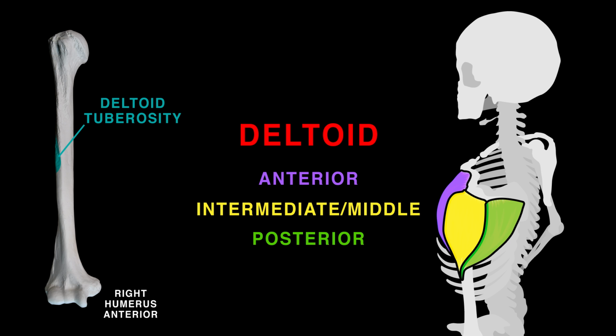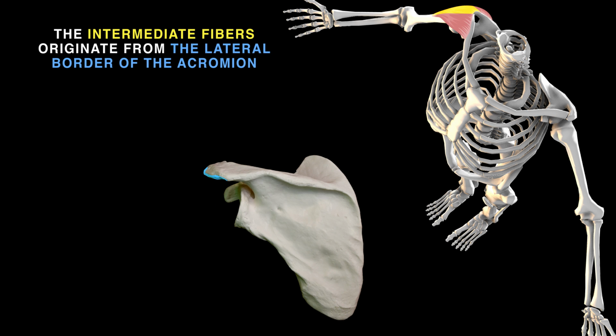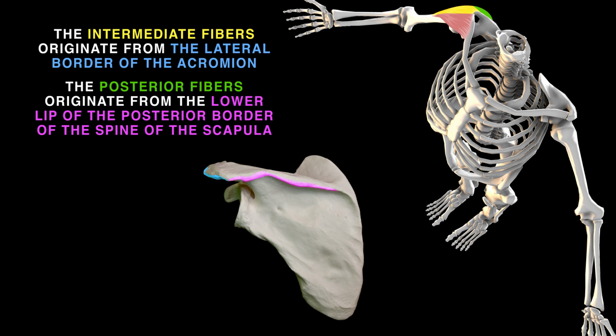These 3 heads have different origins and different actions. The anterior fibers arise from the anterior border and upper surface of the lateral third of the clavicle. The intermediate fibers originate from the lateral border of the acromion. Finally, the posterior fibers originate from the lower lip of the posterior border of the spine of the scapula.